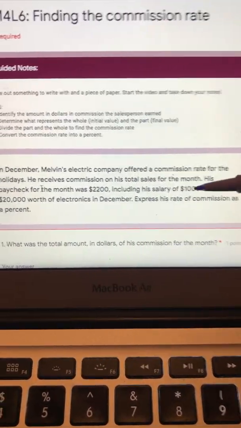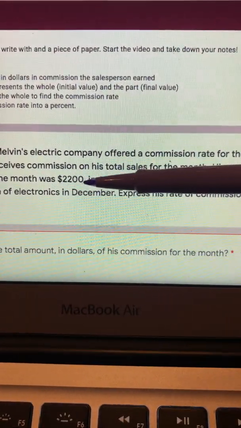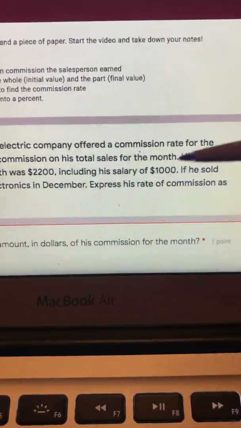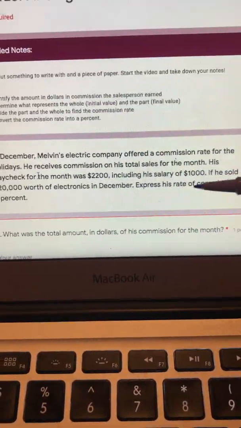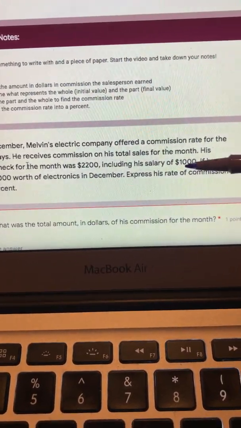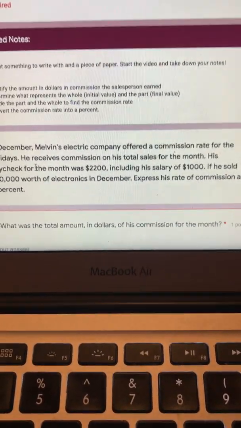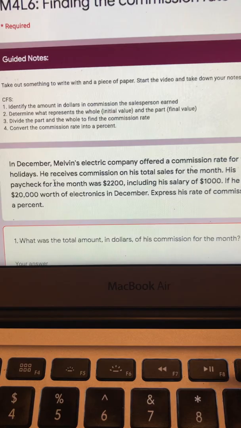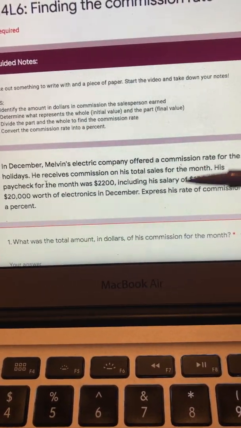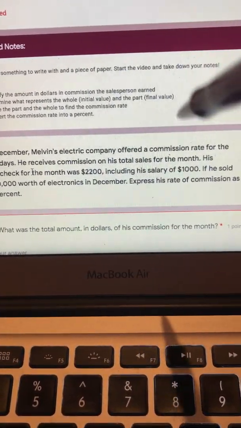So this month, it says his paycheck for the month was $2,200. Now something really important, it says including in the $2,200 is his salary of $1,000. So a salesperson makes a salary sometimes, which means that he will always get $1,000 a month, but his commission, like I said before, is going to depend on how much he sold that month. So his paycheck will look different probably month to month, but he'll always earn a salary. So a salary is the same amount every month, okay, regardless of how much he sold.